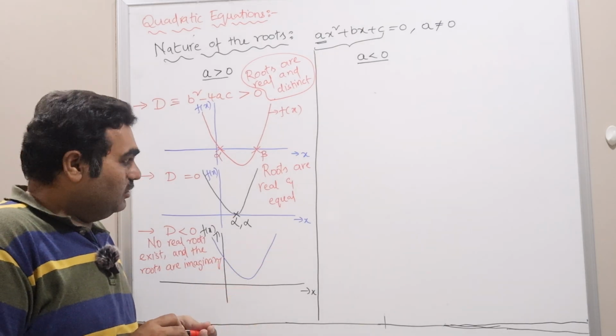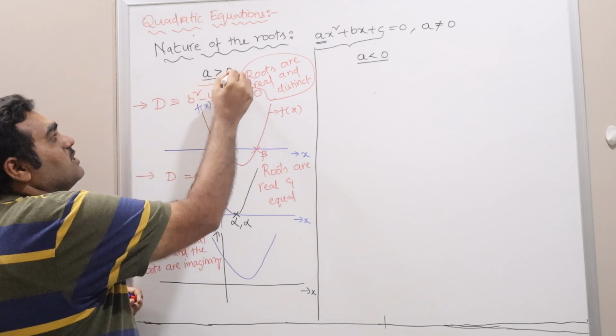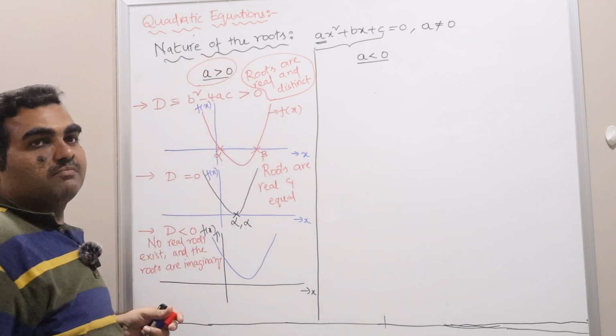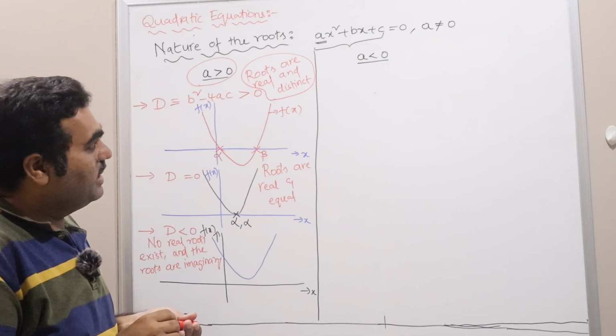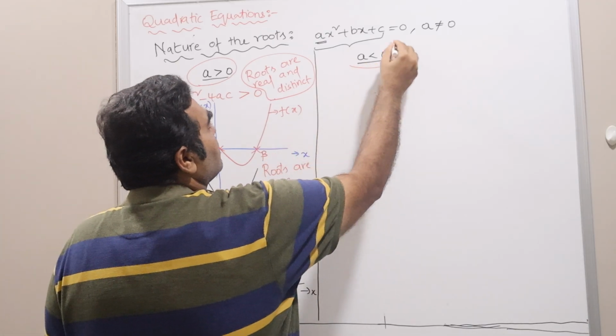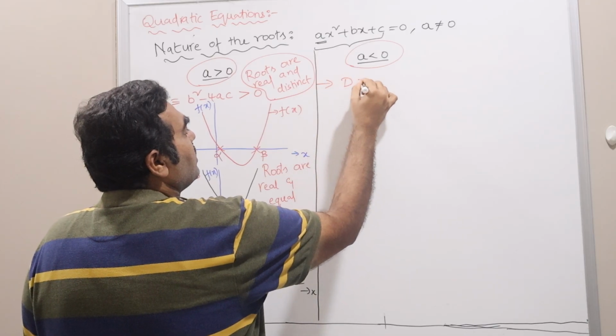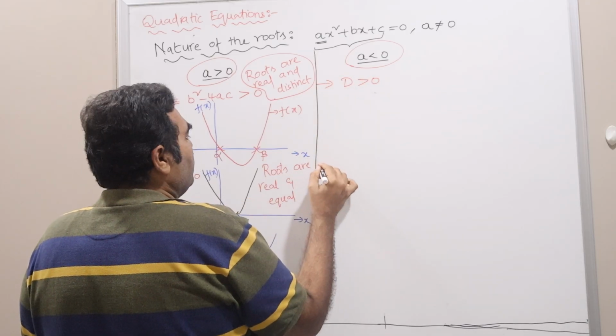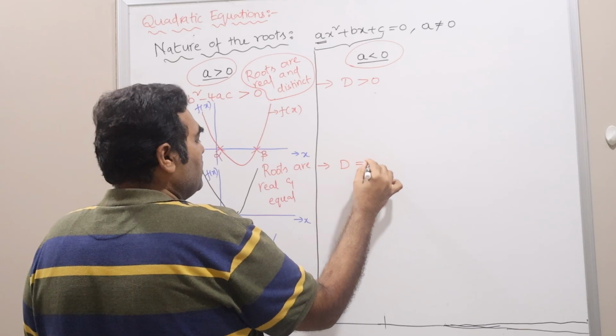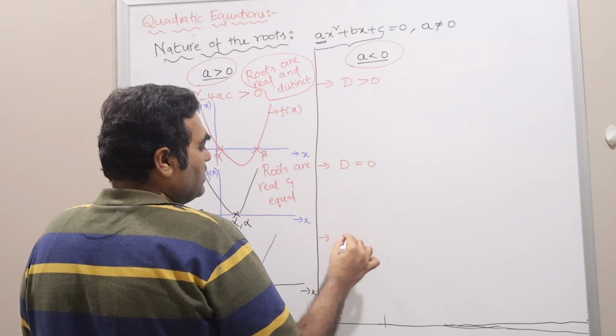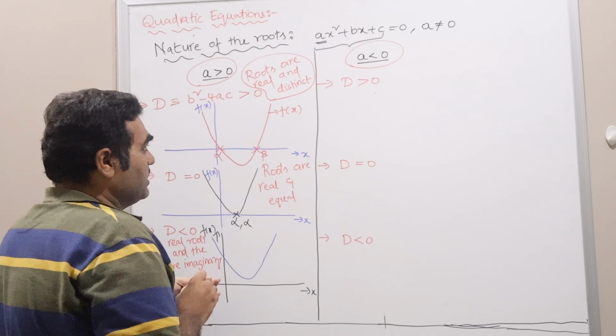So this is for the case where you are considering positive a. Now let us consider negative a. A is less than 0. Let us consider all the cases: if D is greater than 0, if D is equal to 0, and what happens if D is less than 0. Let us see all those cases.